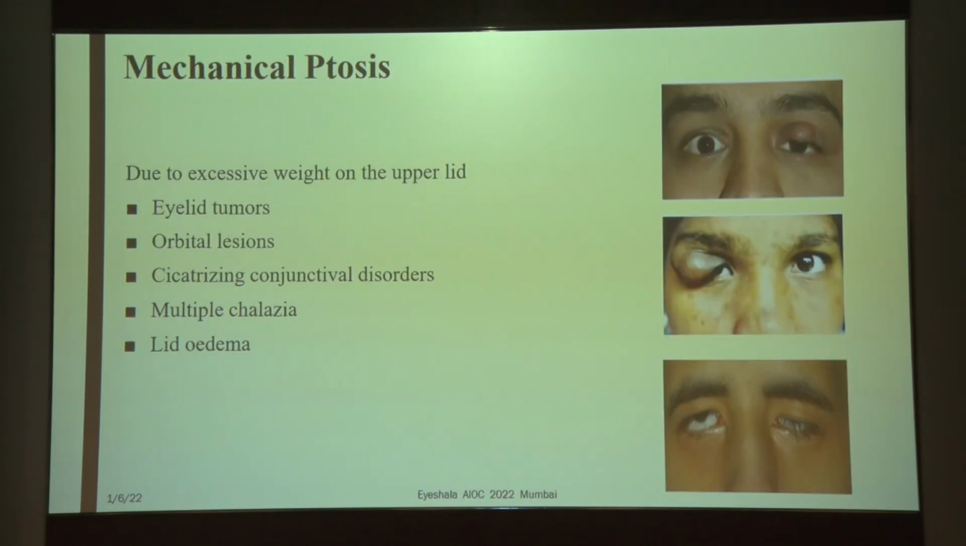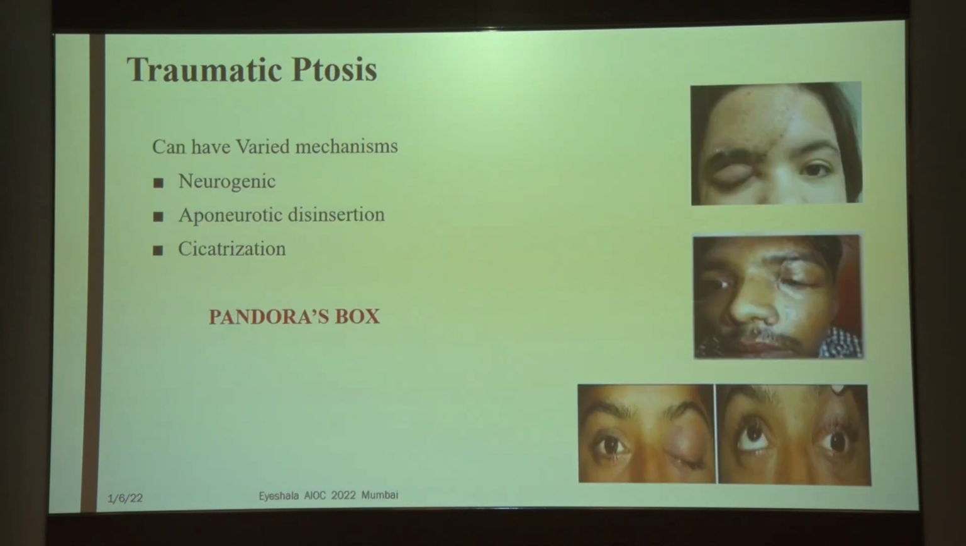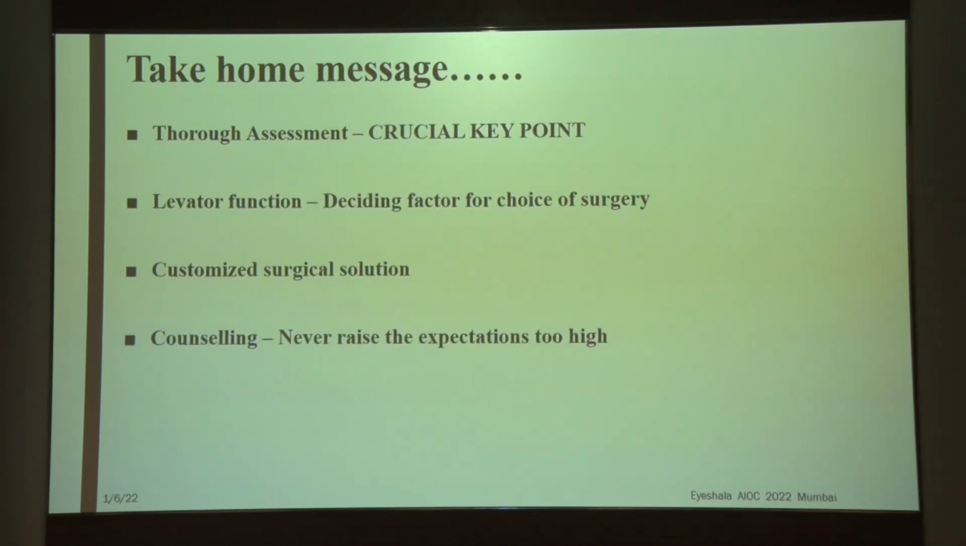Mechanical ptosis is due to eyelid tumors, orbital lesions, cicatrizing conjunctival disorders or lid edema. Traumatic can be neurogenic. It's a Pandora's box. According to the etiology, you have to go for the management. Finally, the take-home message is that a thorough assessment is a crucial key point, and levator function is the deciding factor for the choice of surgery.